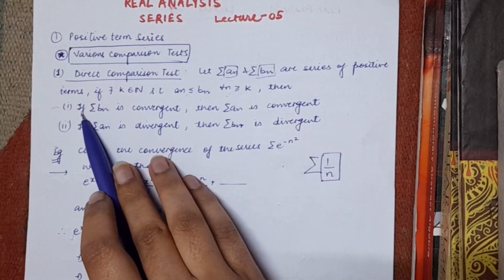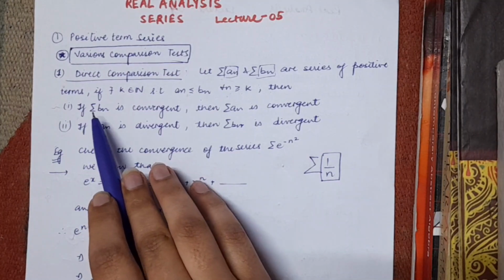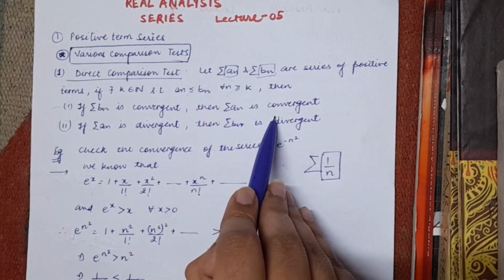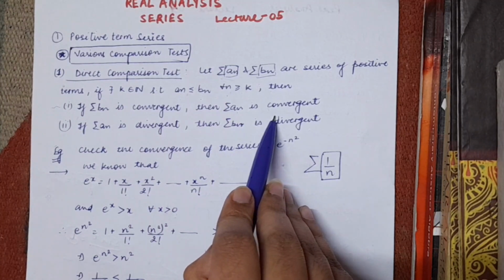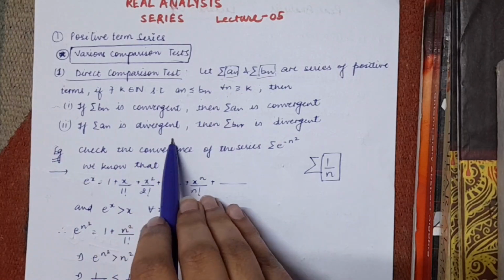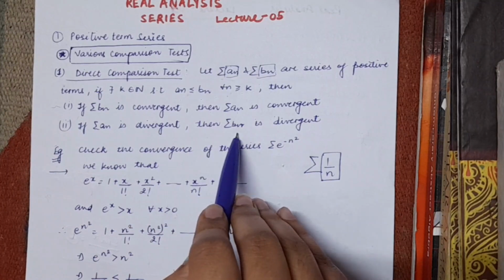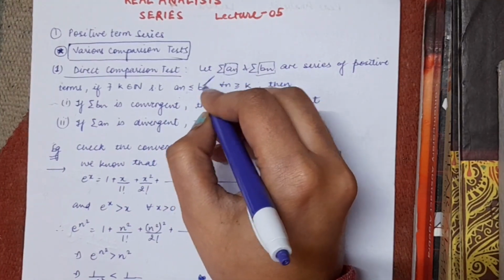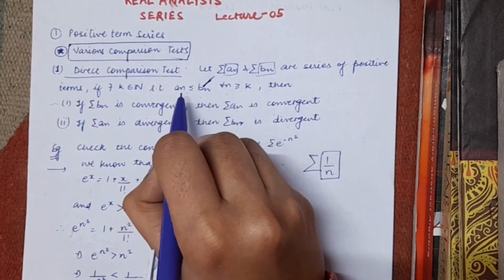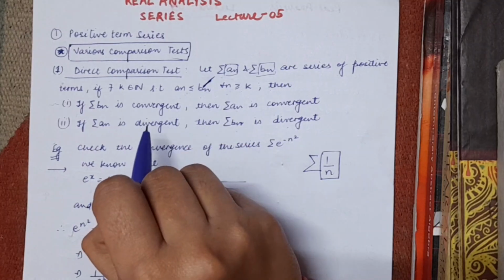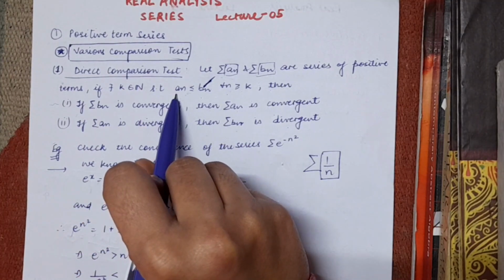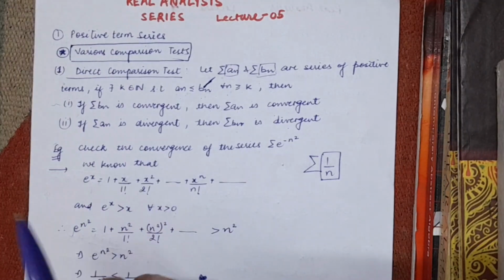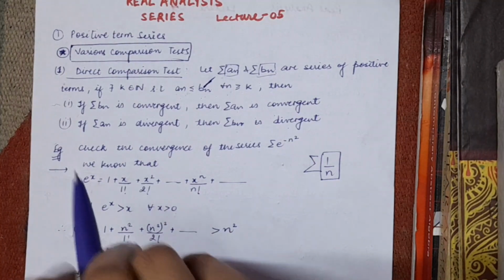Then the first part is: if the series bn is convergent, then the series an is convergent, and if the series an is divergent, then the series bn is divergent. That means, if bn is convergent, then an can be convergent, and if an is divergent, then bn is divergent. This is known as the direct comparison test.